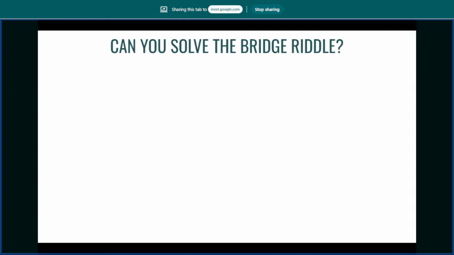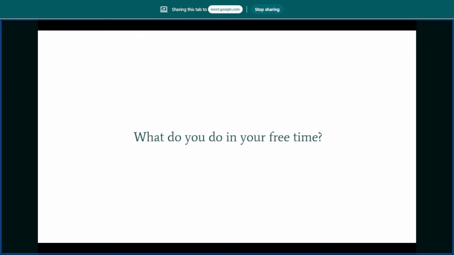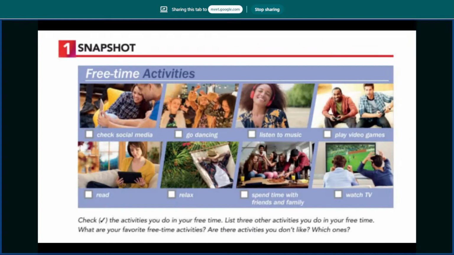Now, the first thing we have over here is a snapshot part where we are going to talk about our free time activities. So I want you guys to read the free time activities which are given over here one by one. First three I want Dikshant to read, the next three Harshad you can read, and last three Swati you can read. Last two. Okay, you can start.